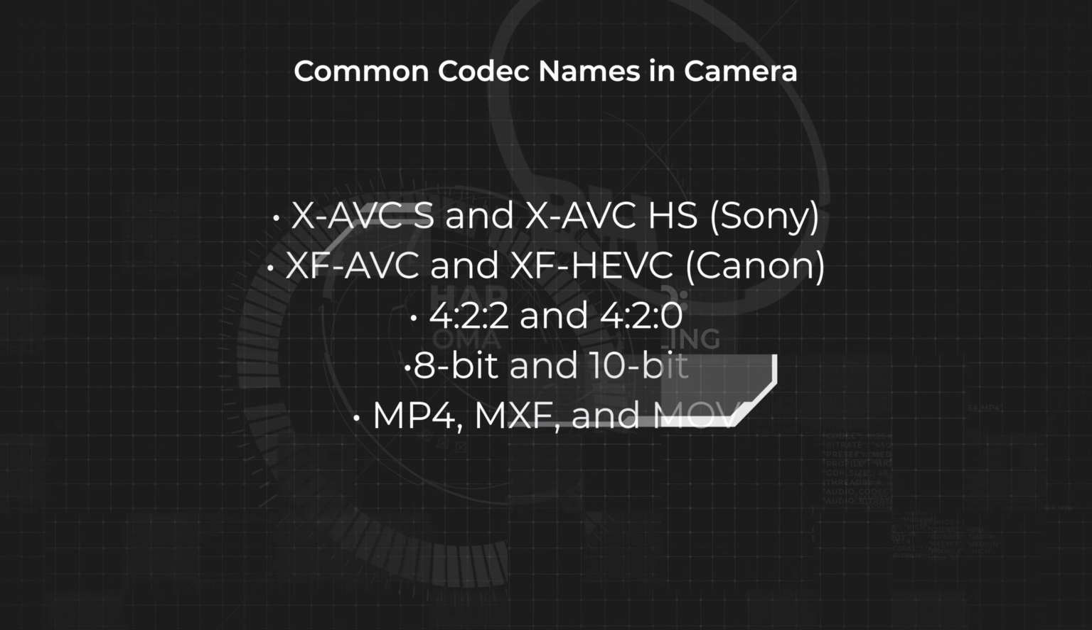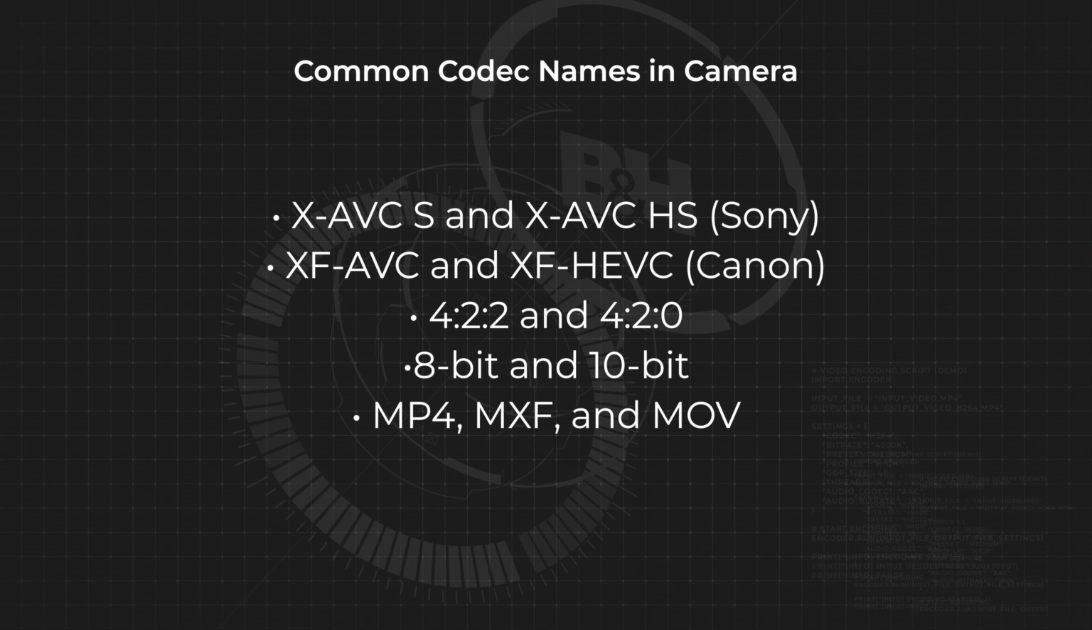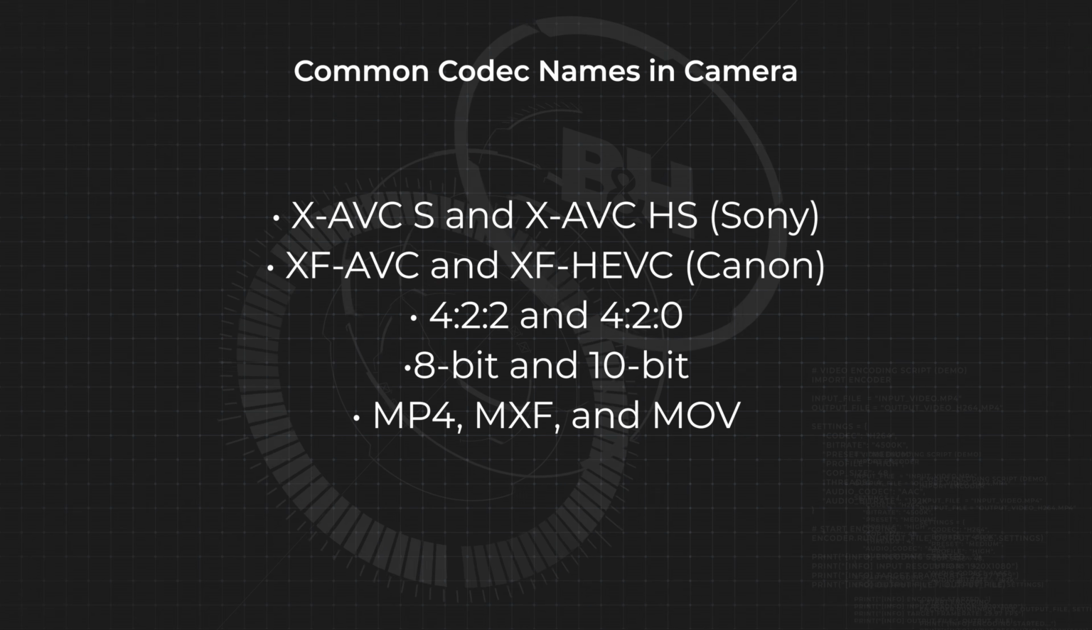Okay, so let's look at the third option in that list then. 422 and 420, or 420 as I usually say. What do these mean? These numbers refer to something called chroma subsampling. Chroma subsampling is a very dense subject in itself, so I'll give you the simplified version.